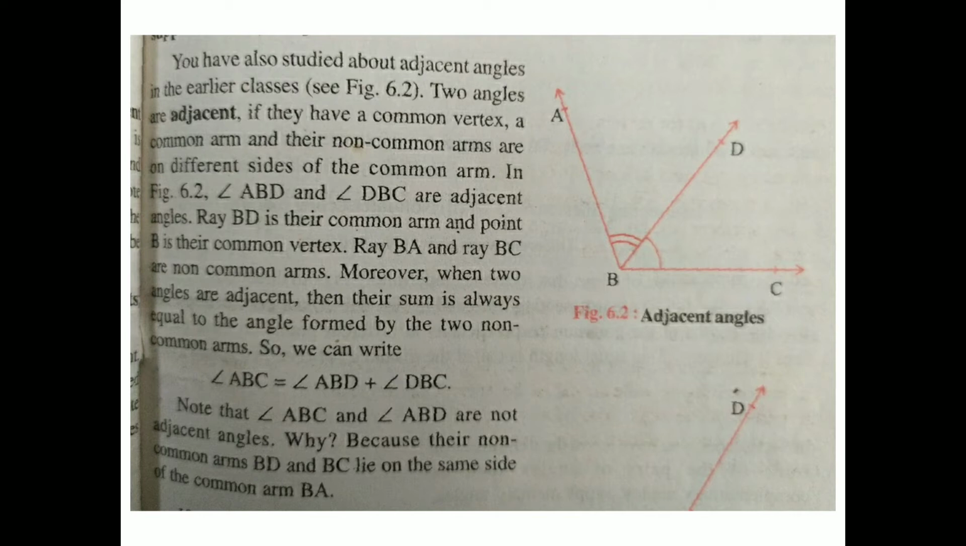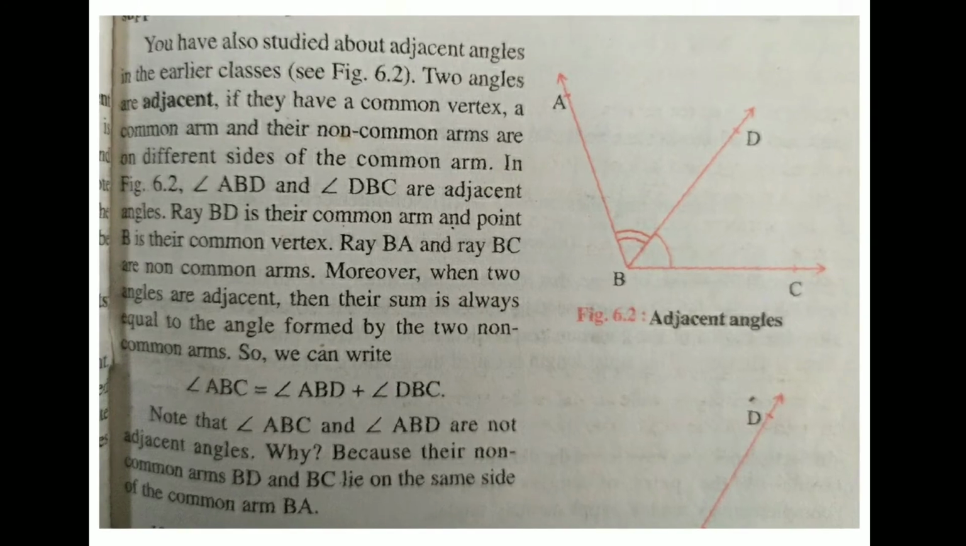Today, in the chapter Lines and Angles, we will study adjacent angles, linear pair of angles, vertically opposite angles, and axiom 6.1. So, first of all, I start with the adjacent angle. What do you mean by adjacent angle?